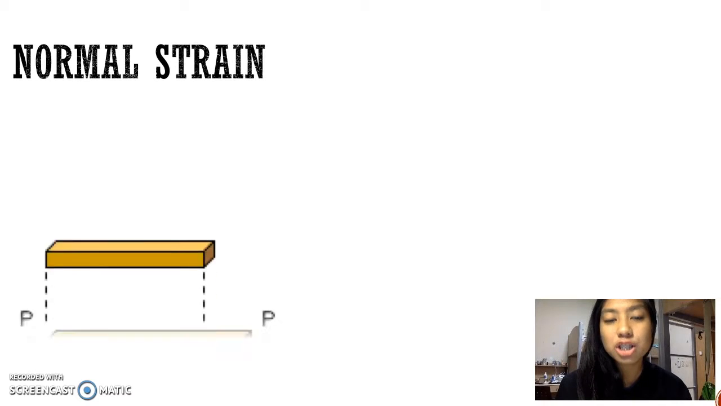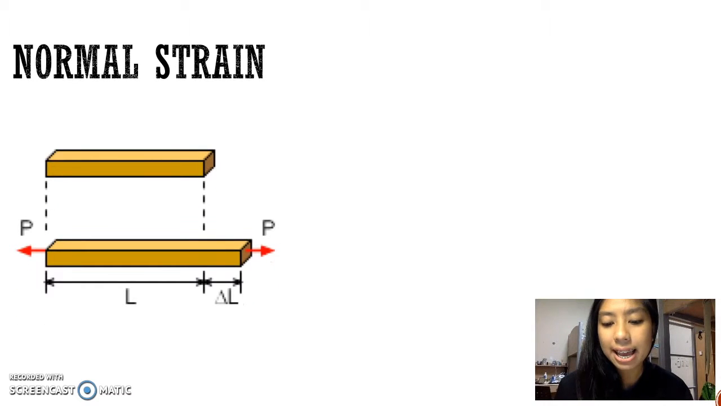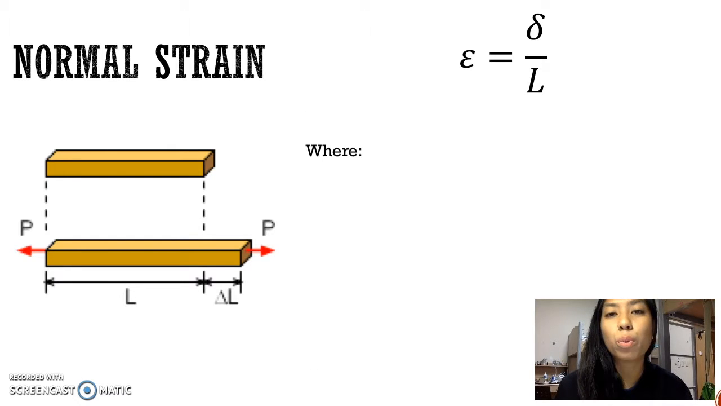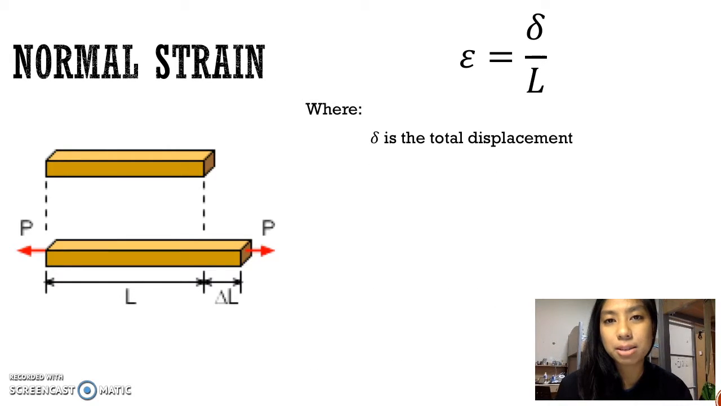Often, the change in length of the bar, delta L, is simply referred to as the total displacement, or gamma. In that case, strain can also be denoted as epsilon equals gamma over L, where gamma is the total displacement and L is still the initial length.